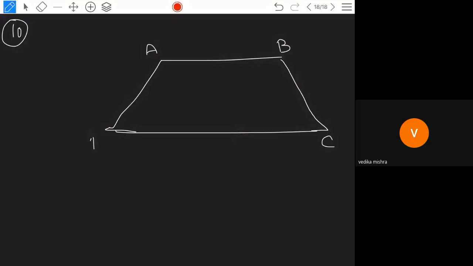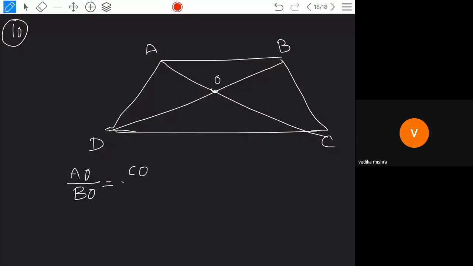And it is given that diagonals, this is one quadrilateral, diagonals intersecting at a point, such that it is given that AO by BO is equal to CO by DO. From this you will get AO by CO is equal to BO by DO. Now here what to do?